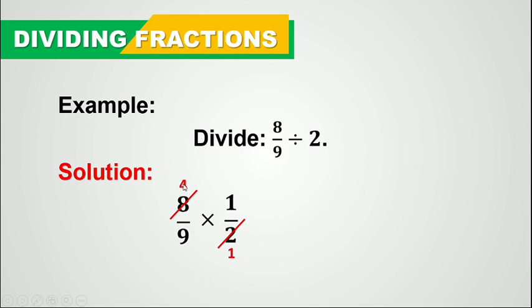And then just multiply the numerator by the numerator and the denominator by the denominator, using the new numbers 4 and 1. So 4 times 1, that's 4. 9 times 1, that's 9. So therefore, 8 over 9 divided by 2 is just equal to 4 over 9. This is the answer. So how easy. That's just how easy it is to divide fractions, alright?